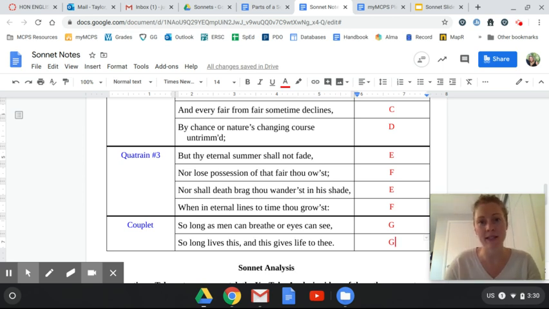The this in that last line is the poet's poem, is this sonnet. And so Shakespeare is claiming that his poetry will live on forever, and therefore the subject of his poetry will live on forever. It's kind of a proud poem. He's complimenting the person he's writing about, but ultimately he's saying, I'm going to live forever in my poetry, and therefore you get to live forever because you're in my poetry.